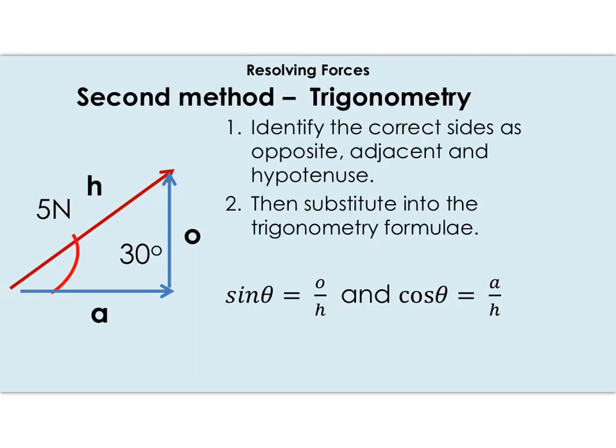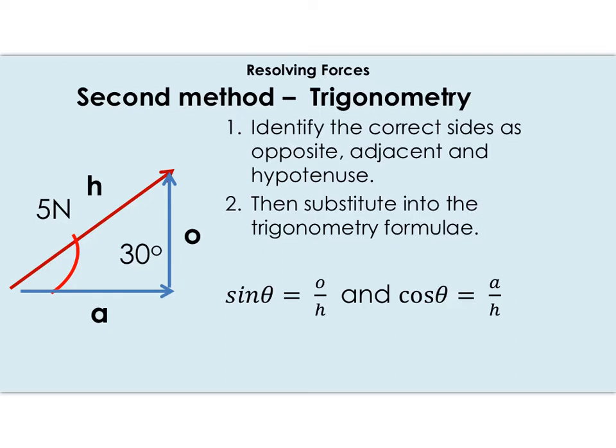The next method we're going to look at is the second method, which is going to be using trigonometry. So what I need to do first of all is identify the correct sides as opposite, adjacent and hypotenuse. You can see here that the side opposite the angle is the opposite. The one that's in line with the angle is the adjacent, and the one in between adjacent and opposite is the hypotenuse. Then I can use this trigonometry function to work these out.